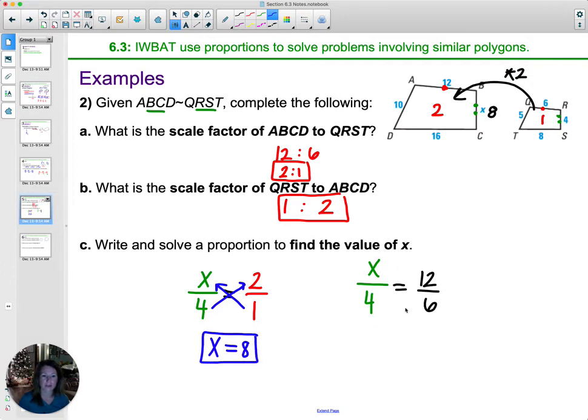And this one would give you the same thing. You would get 6X equals 48. When you divide by 6, you'd get X equals 8.